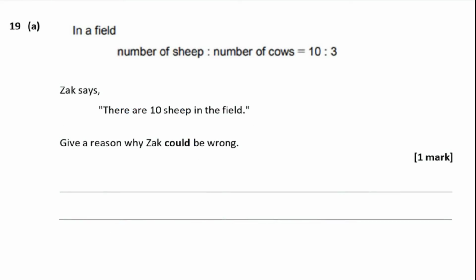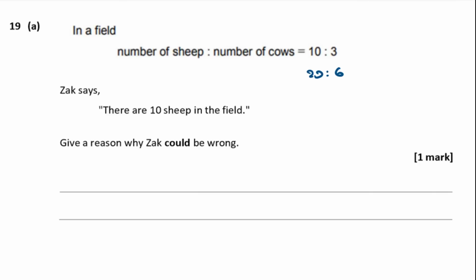Question 19. In a field, the number of sheep to the number of cows is in the ratio of 10 to 3. Zach says there are 10 sheep in the field. Give a reason why Zach could be wrong. Well, if they're in the ratio of 10 to 3, there could indeed be 10 sheep and 3 cows in the field, but it could be some multiple of that ratio as well. I could take that ratio and double it and get 20 to 6, so like 20 sheep and 6 cows. Now that would still be in the ratio of 10 to 3 because these are equivalent ratios. So it's not necessarily going to be 10 sheep.